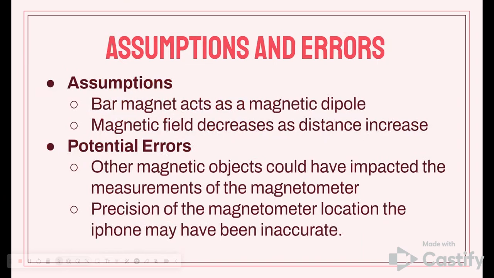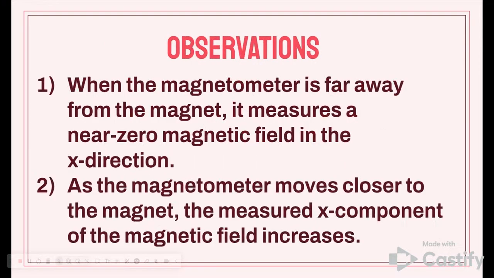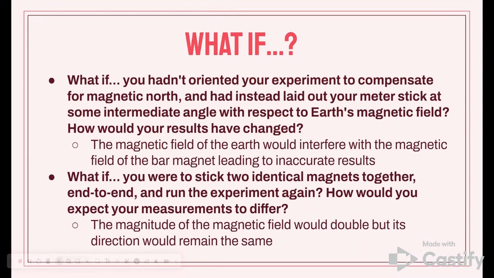And we know that magnetic fields decrease as the distance increases, but the errors could be other magnetic objects like laptops and phones near the magnet. And then also the precision of the magnetometer is not perfect, and the location on the iPhone could definitely have been inaccurate. And so some observations we had throughout this lab was that the magnetometer, being far away from the magnet, measures a near zero magnetic field in the x direction. And we also learned that as the magnetometer moves closer to the magnet, the measured x component of the magnetic field increases.